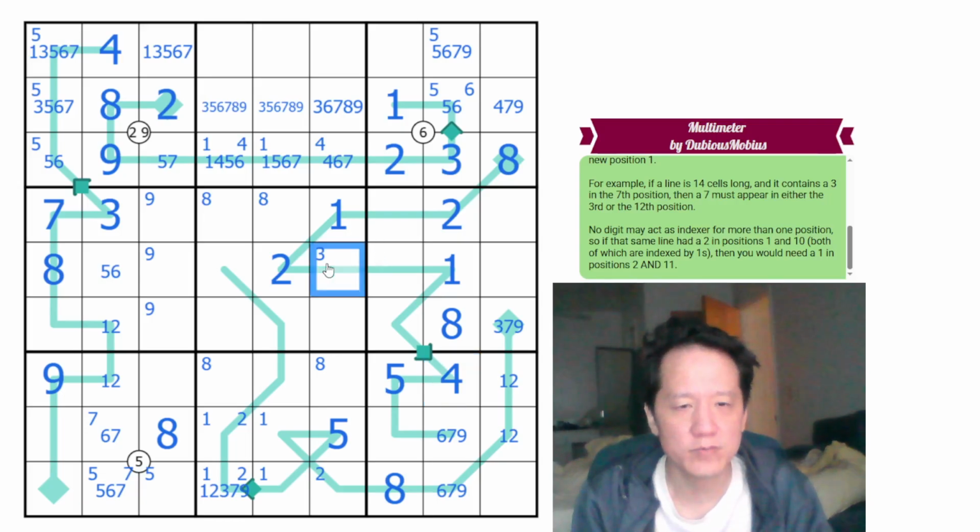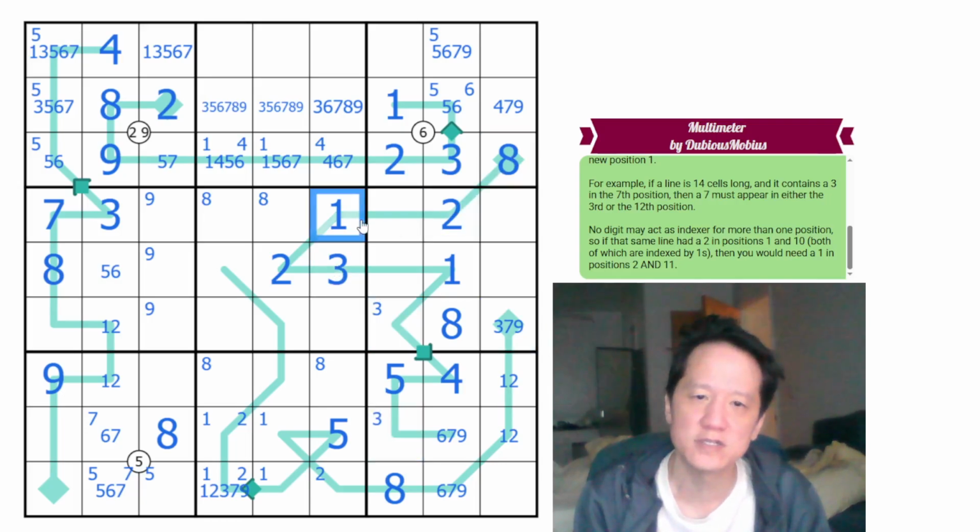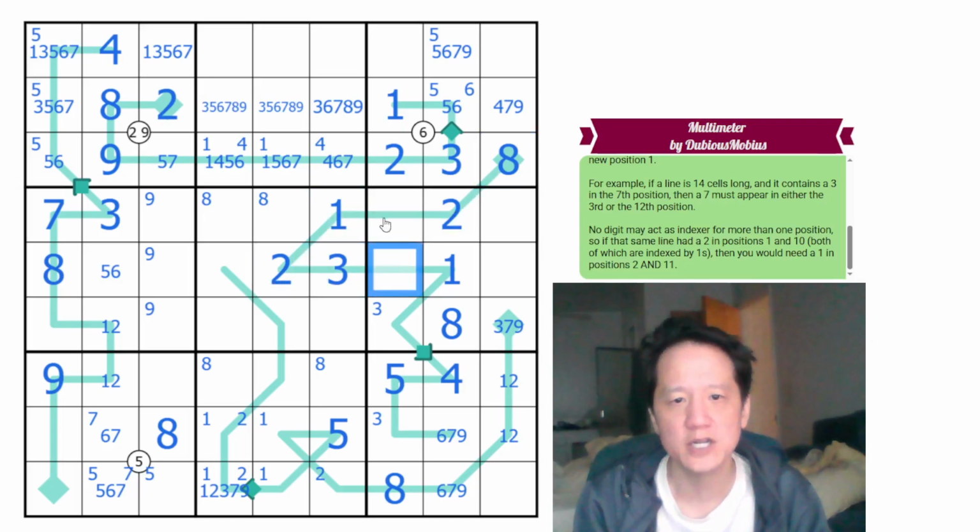We know this has to be a 3 because one of these is a 3, but where's the other 3 in this line? It has to be here. So this is a 3. This can't be 3, this can't be 3, so one of these two is a 3. We also know this is the 6th position. 1, 2, 3, 4, 5, 6. So we need a 6 in the 3rd position. So one of these is a 6, but we're not sure which.